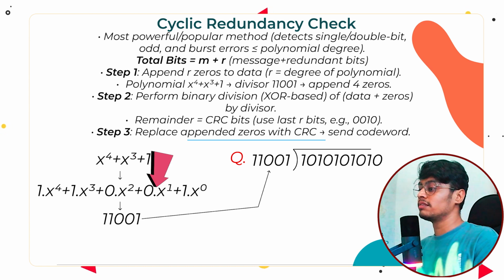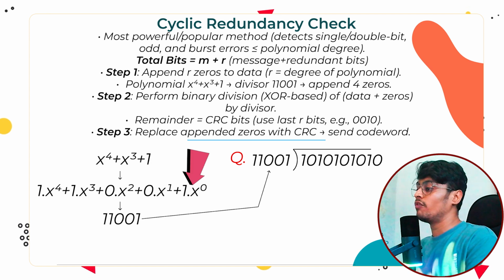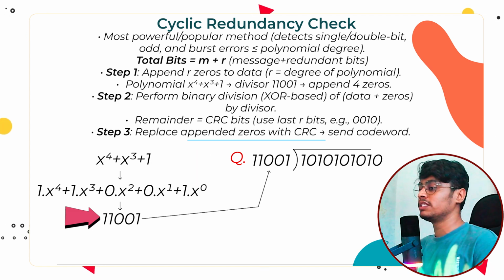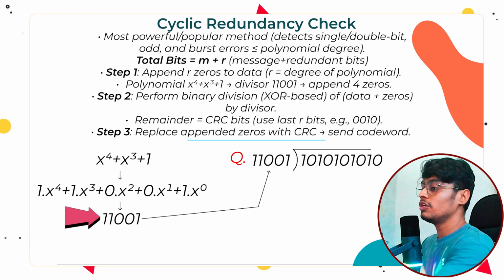Then 0·x^1, because that is also not there. And lastly we have 1·x^0. So here, if you take the coefficients, it becomes 1 1 0 0 1. So this becomes your divisor.